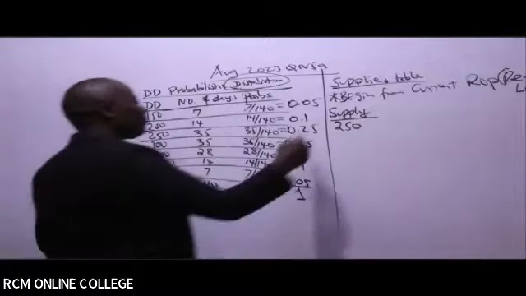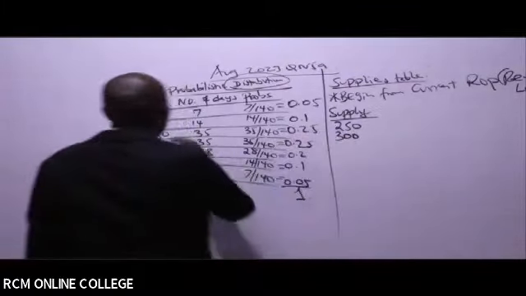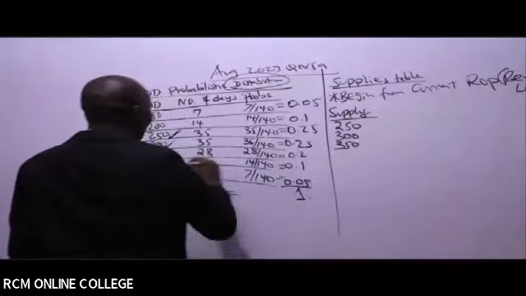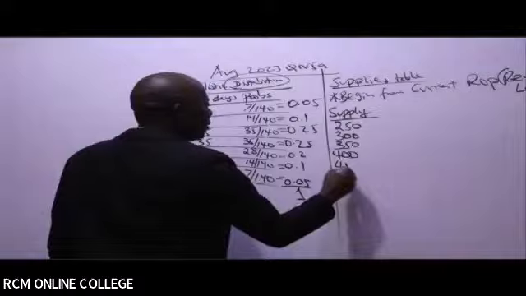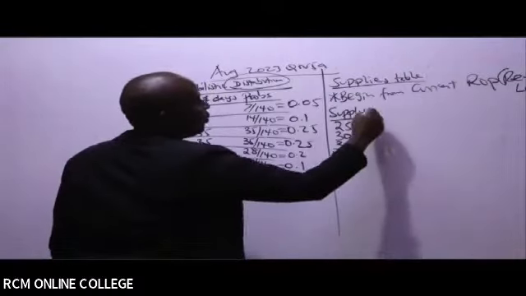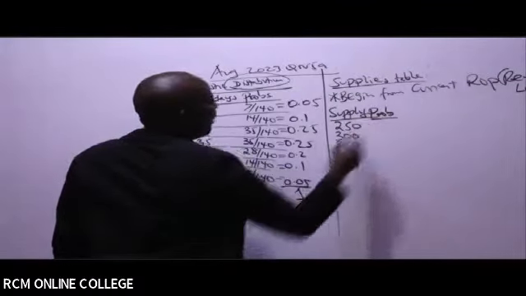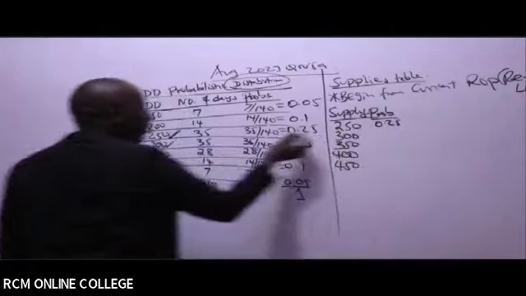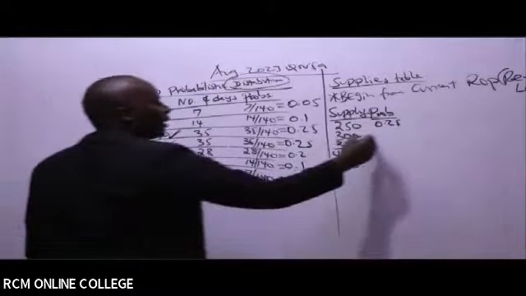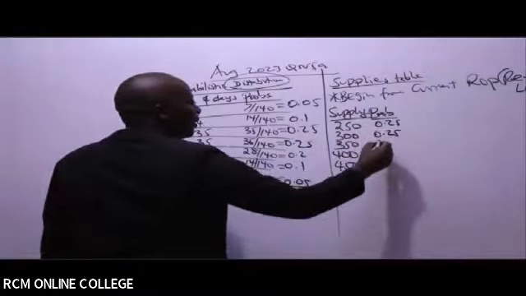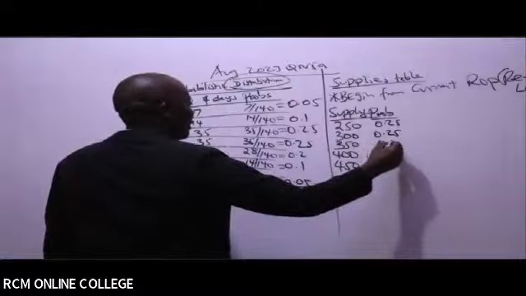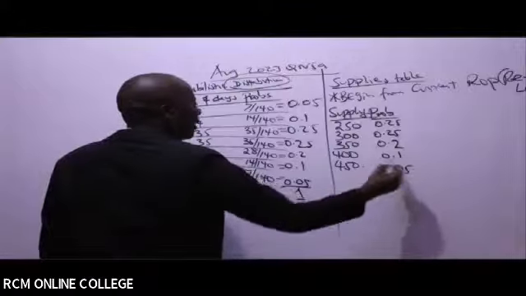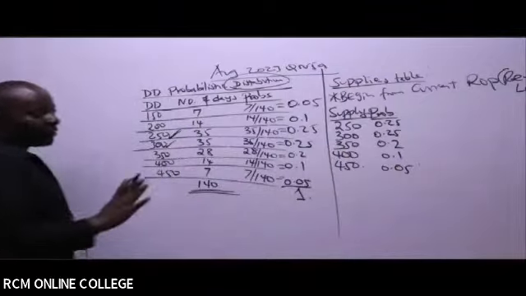So we have 250, 300, 350, 400, 450, like that. And then we write their corresponding probabilities. So the probability is 0.25, the probability for the first one. So you go downwards like that. 0.25, 0.2, 0.1, 0.05. Let me know once you're able to finish this.